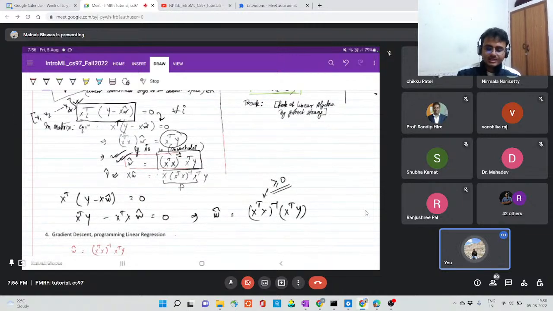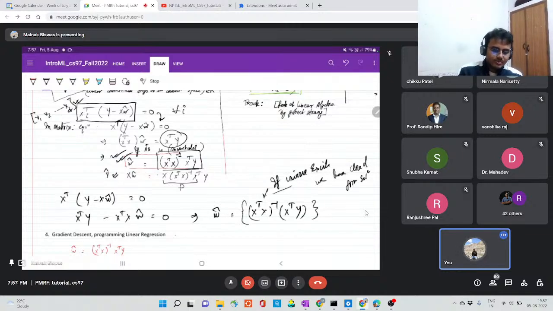So in this case, if the inverse exists, we have a closed form solution. Closed form solution. So you can see the dimensionalities to check if it is correct.